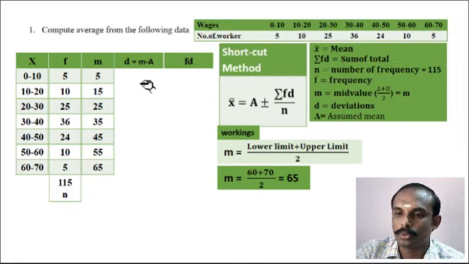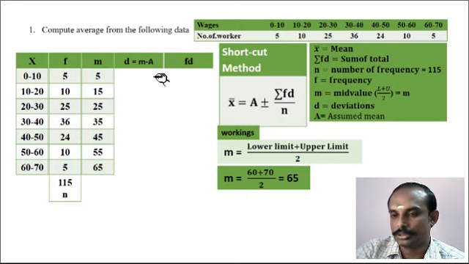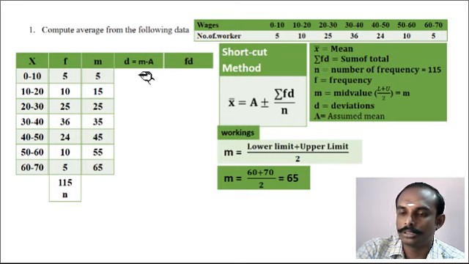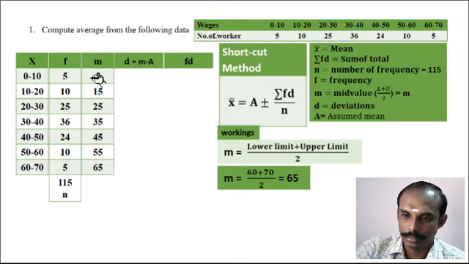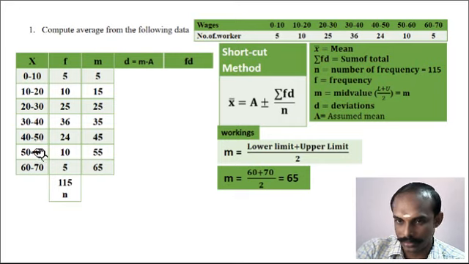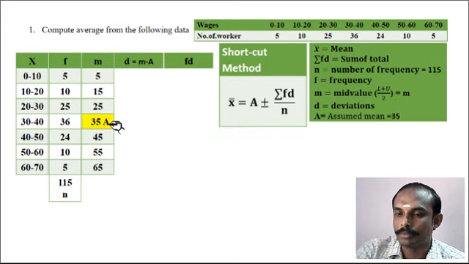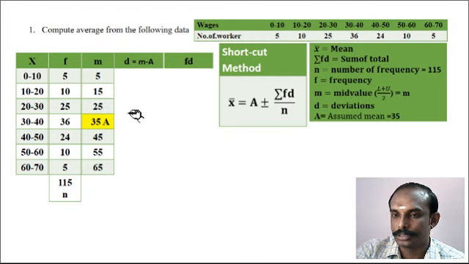Column number 4 is d for deviation. Therefore d is equal to m minus A, that is the midpoint from the x series minus A, the assumed mean. You can take any one value of m as the assumed mean. I take 35 as the assumed mean. Therefore m minus A is equal to d.